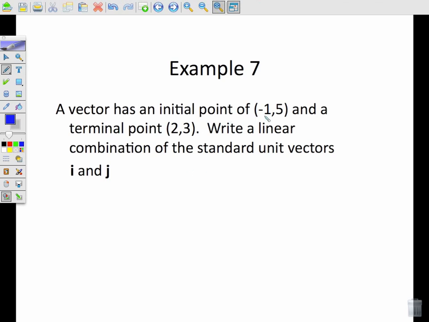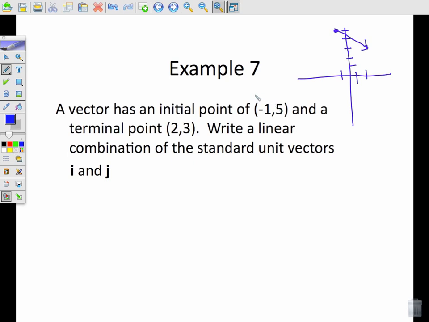All right, example 7. A vector has an initial point of negative 1, 5. I like to draw these out. Negative 1, 5. And a terminal point of 2, 3. So there's the vector. Write a linear combination of the standard vectors i and j.